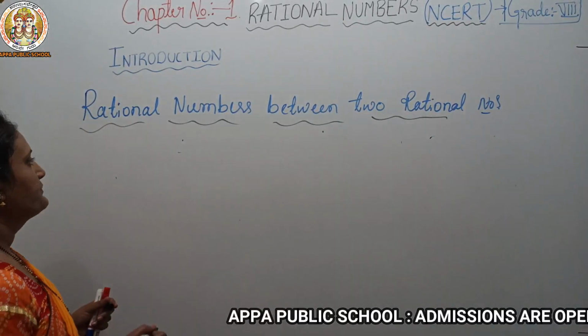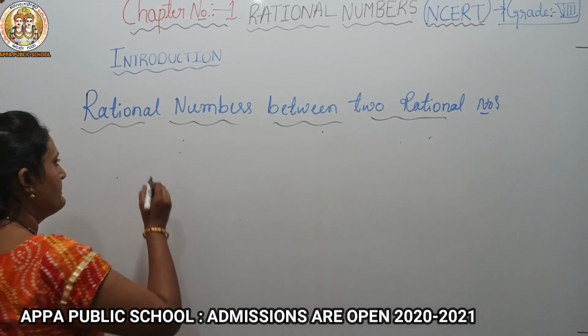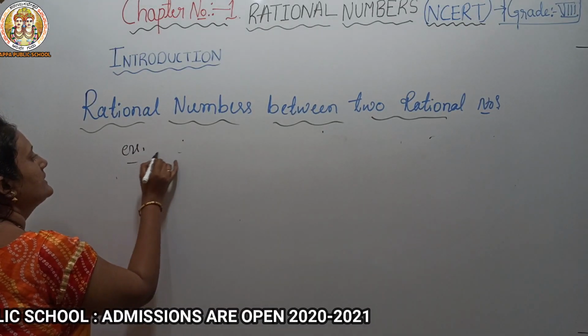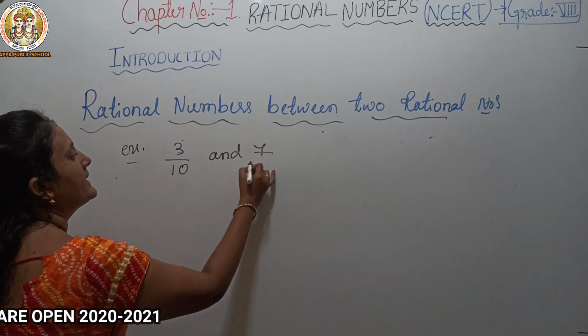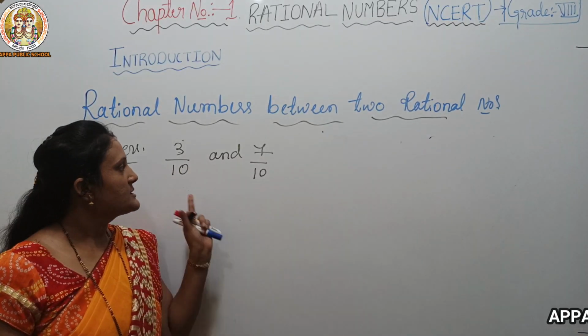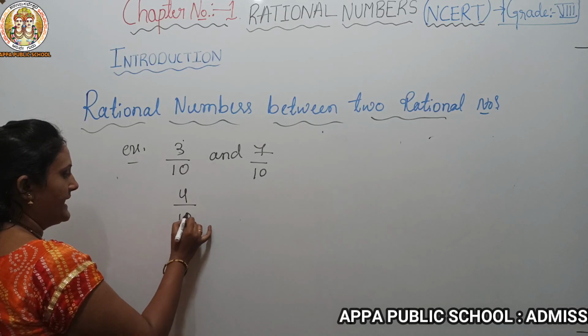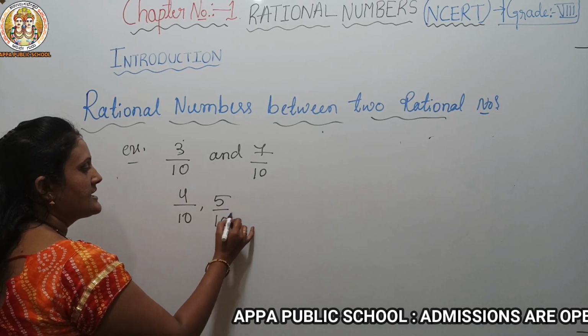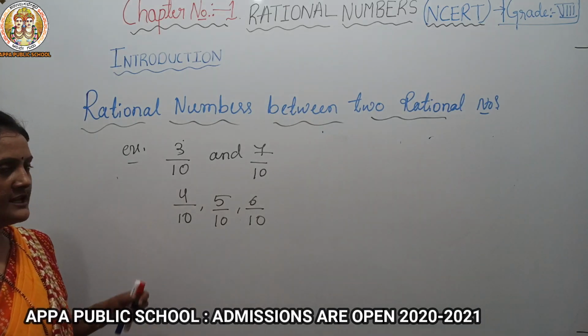Now we will take an example for rational numbers, between two rational numbers. Can I take an example like 3 by 10 and 7 by 10? We want to write the rational numbers between these two numbers. You may say, ma'am, 4 by 10, 5 by 10, 6 by 10 only we will get. Only exactly 3 here also?